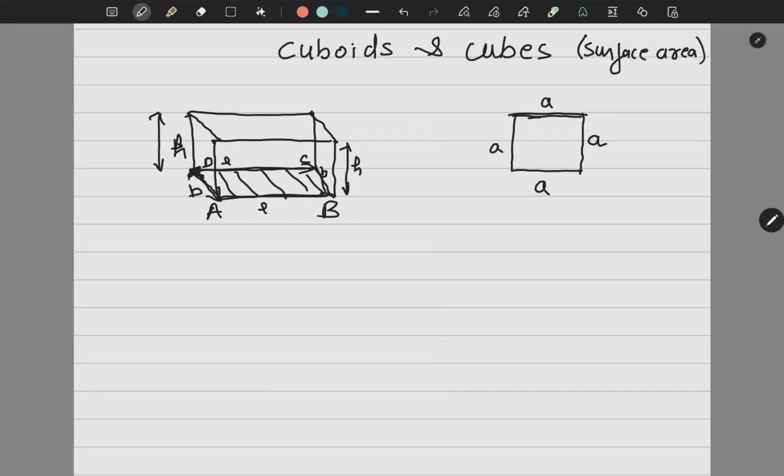So if I talk about the base, what is the area of a rectangle? Length into breadth. So the area will be L into B. Now as there is a base, at the top I have the top of this, and again the area of that will be L into B. Now look at this front face. Now the area of the front face is again a rectangle, and what will be its area? It will be L into H. Same way as I have in a front, I will have in a back also. So again L into H.